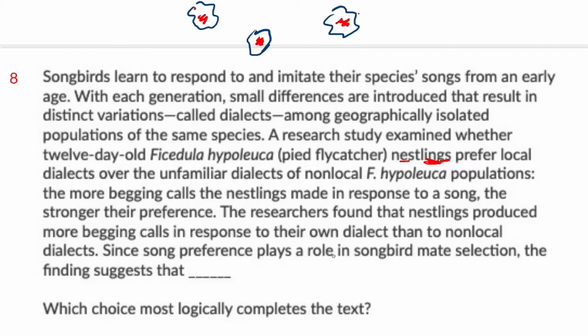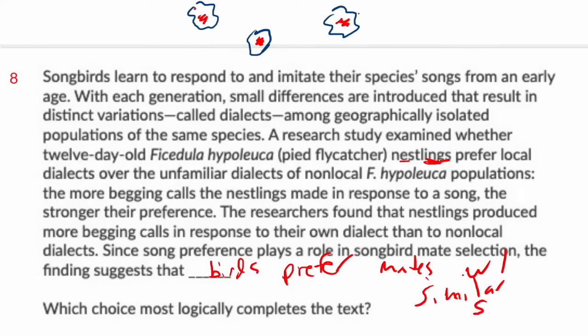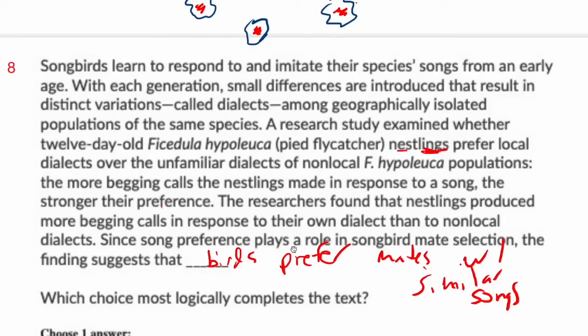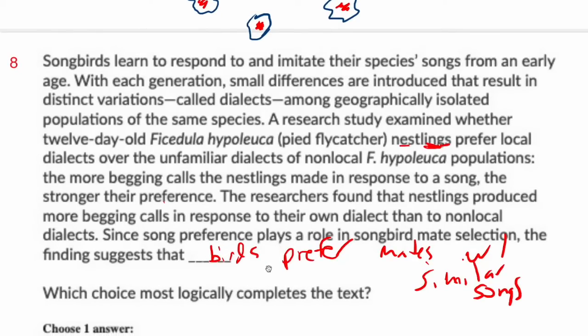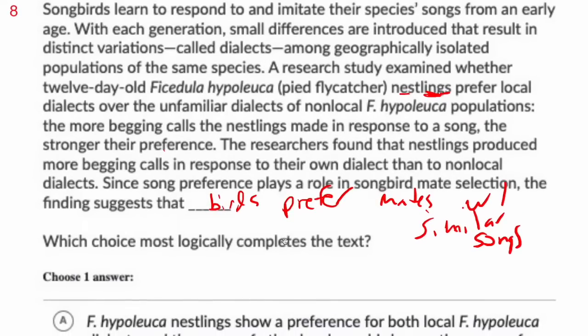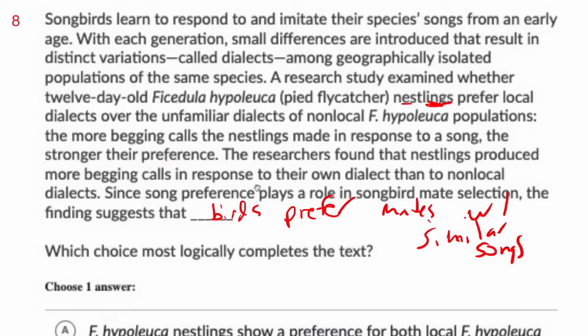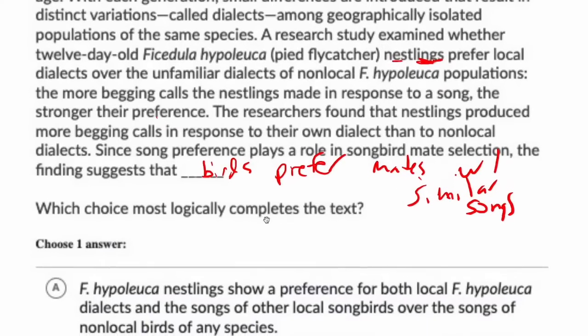Since song preference plays a role in songbird mate selection, the findings suggest that birds prefer mates with similar songs, basically. It's almost like, in people, maybe, people have the same taste in music. They might be more likely to hit it off than people who have totally different taste in music. Kind of maybe the same idea, in a sense. So, yep.